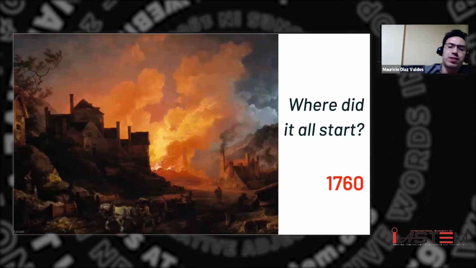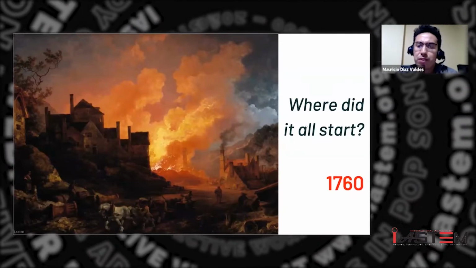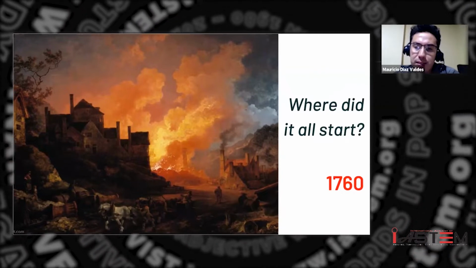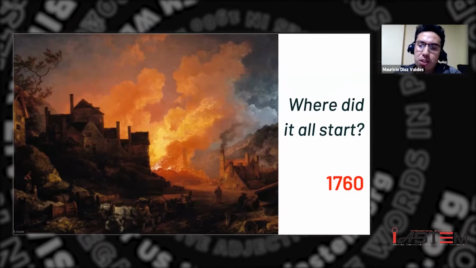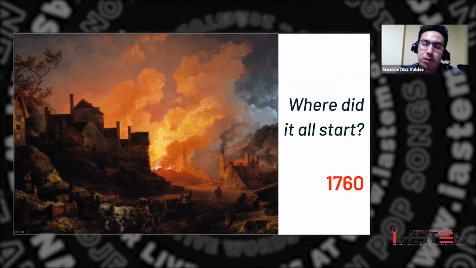Where did it all start? In the Industrial Revolution, because we changed a lot of things. It began in Europe and then the United States, with the transition from hand production methods to machines, to chemical manufacturing and iron production.